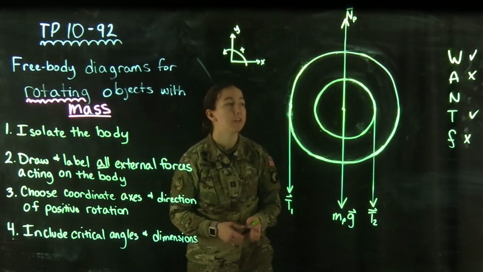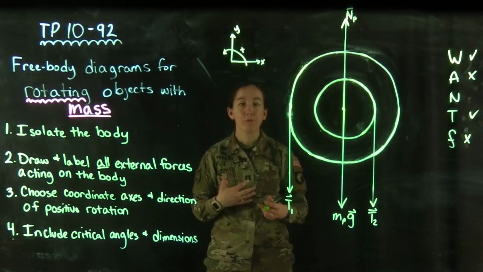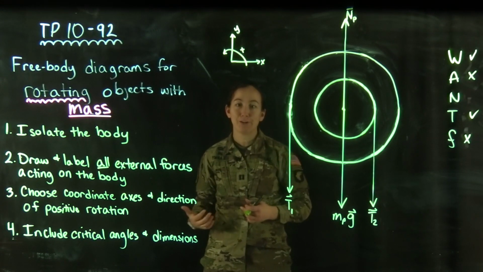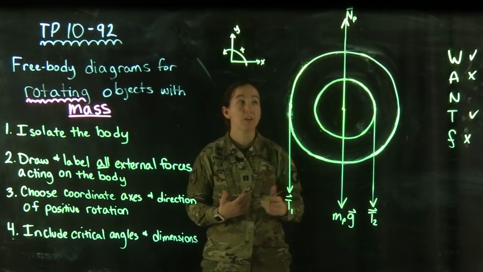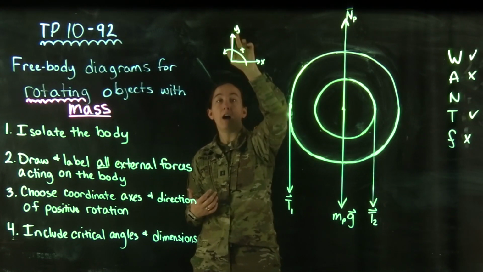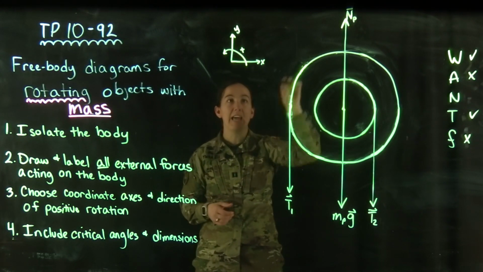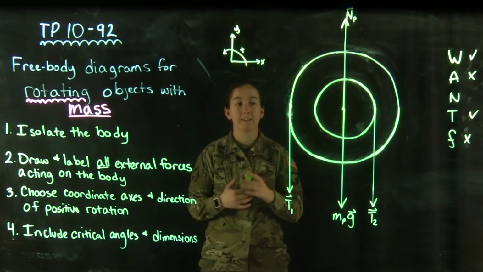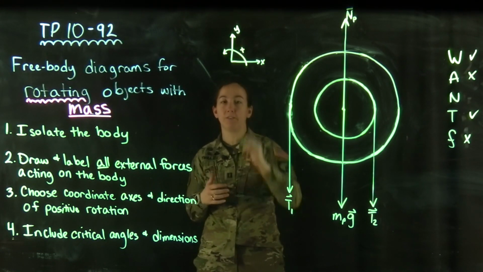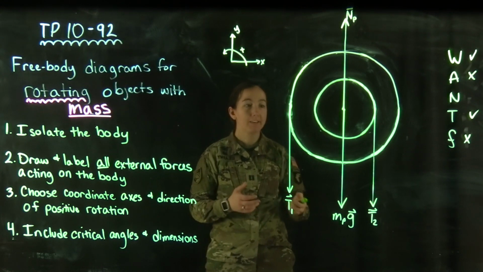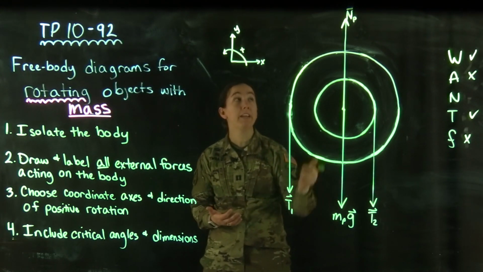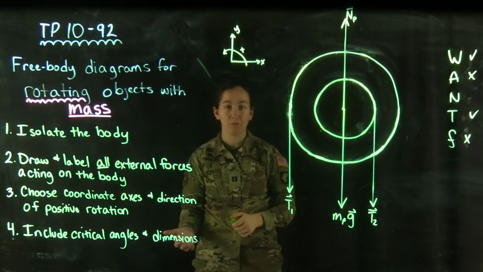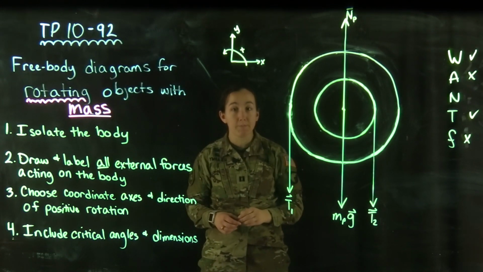So critical angles, just a reminder, are those angles that are not 0 degrees or 90 degrees or 180 degrees, right? They're not just going in either all the y direction or all the x direction. They're going in some direction just off of the x or y axes. In this case, all of my forces are pointing solely in the y, so I don't have any critical angles to label. But I do have critical dimensions.